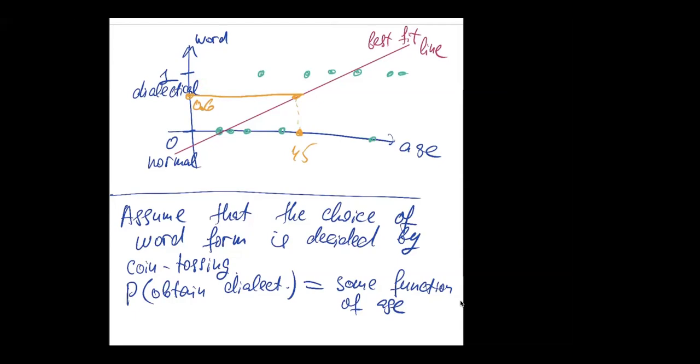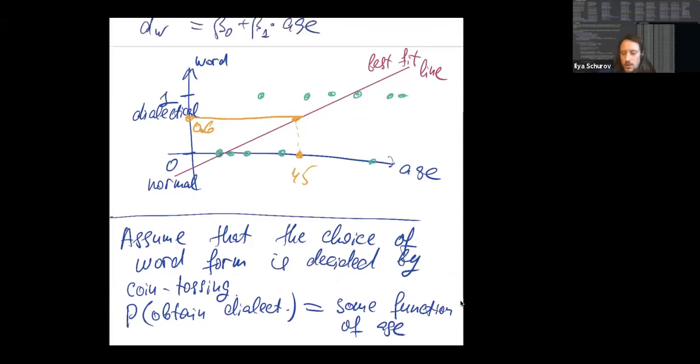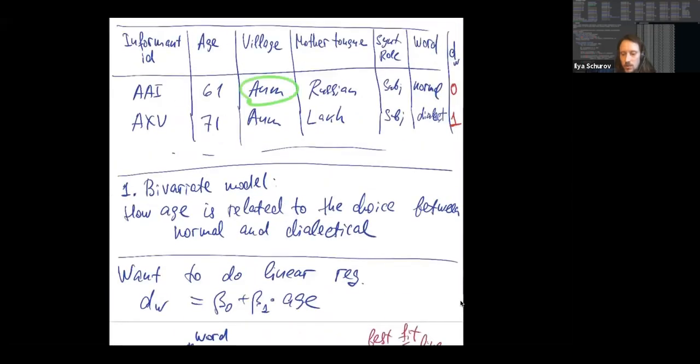I'm not a specialist, maybe, but I would say that the choice between two words would depend very much on the environment. A person who grew up in the village where everyone said the dialectal form would say this form at any age, and the person who grew up listening to the normal form would do the same, but maybe it's not about that. Yes, and we will take it into account when we include this village variable into our analysis.